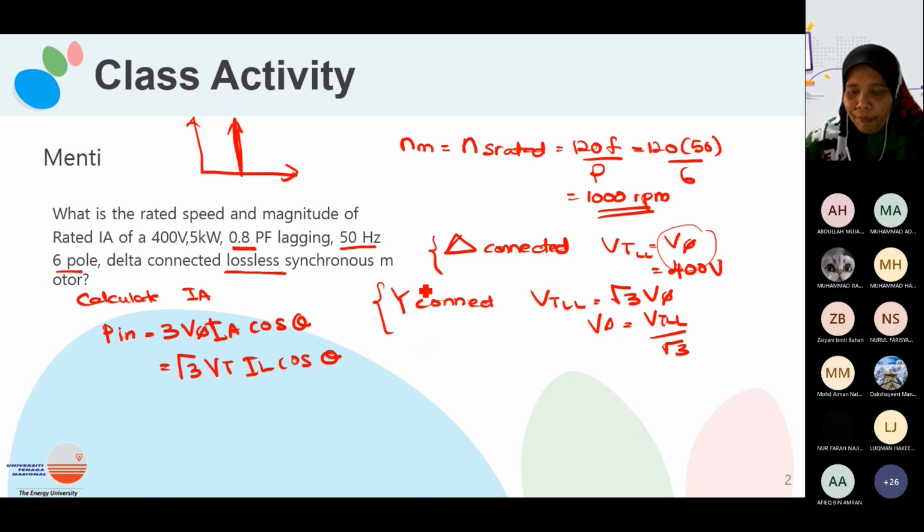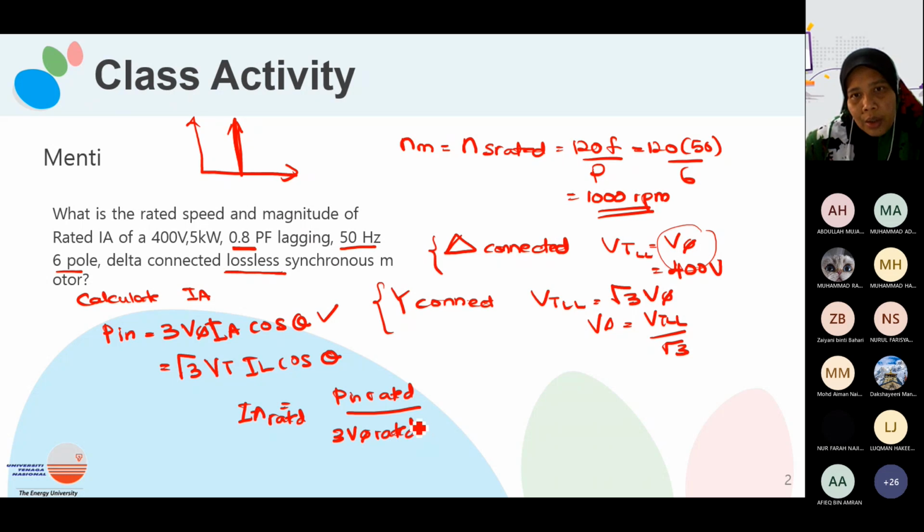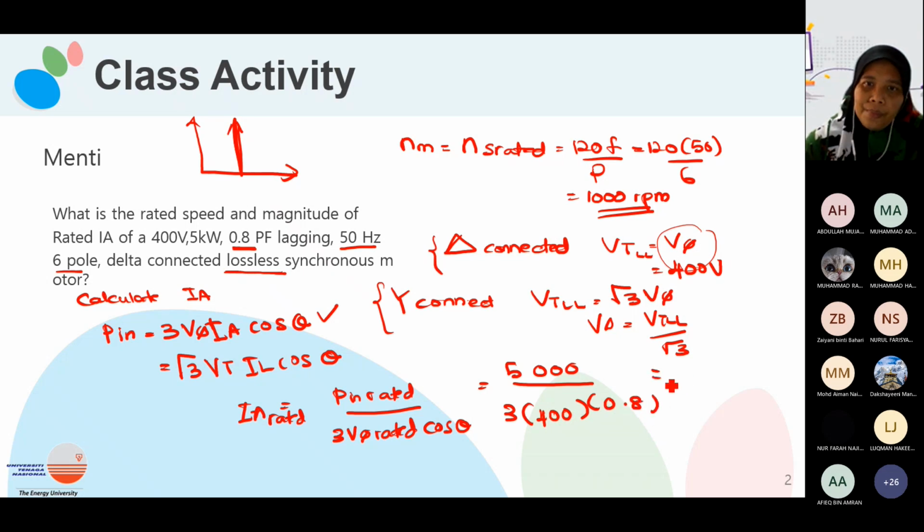Can you follow so far? Yes, yes Doctor. Okay, so rearranging, let's say I want to use this one, easier, with V phase. Rearranging this formula, IA, this is IA rated. P in rated equals 3 V phase rated IA rated cos theta, rated also. So IA equals P in, 405000 over 3 times V phase 400 because it is delta connected, times how much? 0.8, right? Okay, what do you get? What did you get earlier? 5.21 ampere.